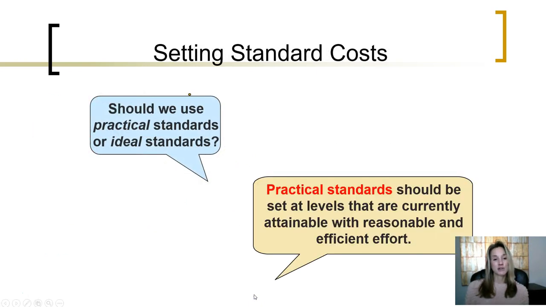When setting these standards, the question becomes, should we use practical standards, or standards that are really obtainable, or ideal standards? Ideal standards would be, in a perfect world, could we achieve these standards? Practical standards should almost always be set at levels that are currently attainable with reasonable and efficient effort. We can't expect ideal, perfection. We have to be setting our standards at practical levels.